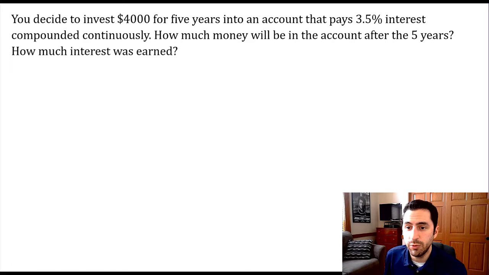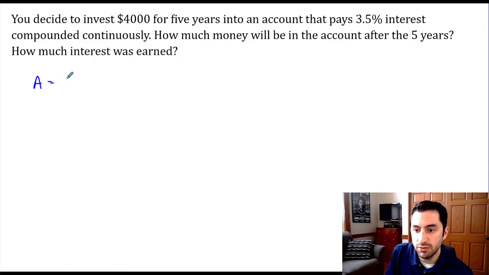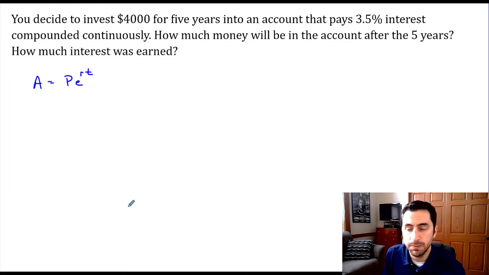The first example says you decide to invest $4,000 for 5 years into an account that pays 3.5% interest, continuously compounded. Whenever I see the phrase compounded continuously, I know that I want to use my formula: A is equal to P times e to the rt power. How much money will be in the account after 5 years, and how much interest was earned?